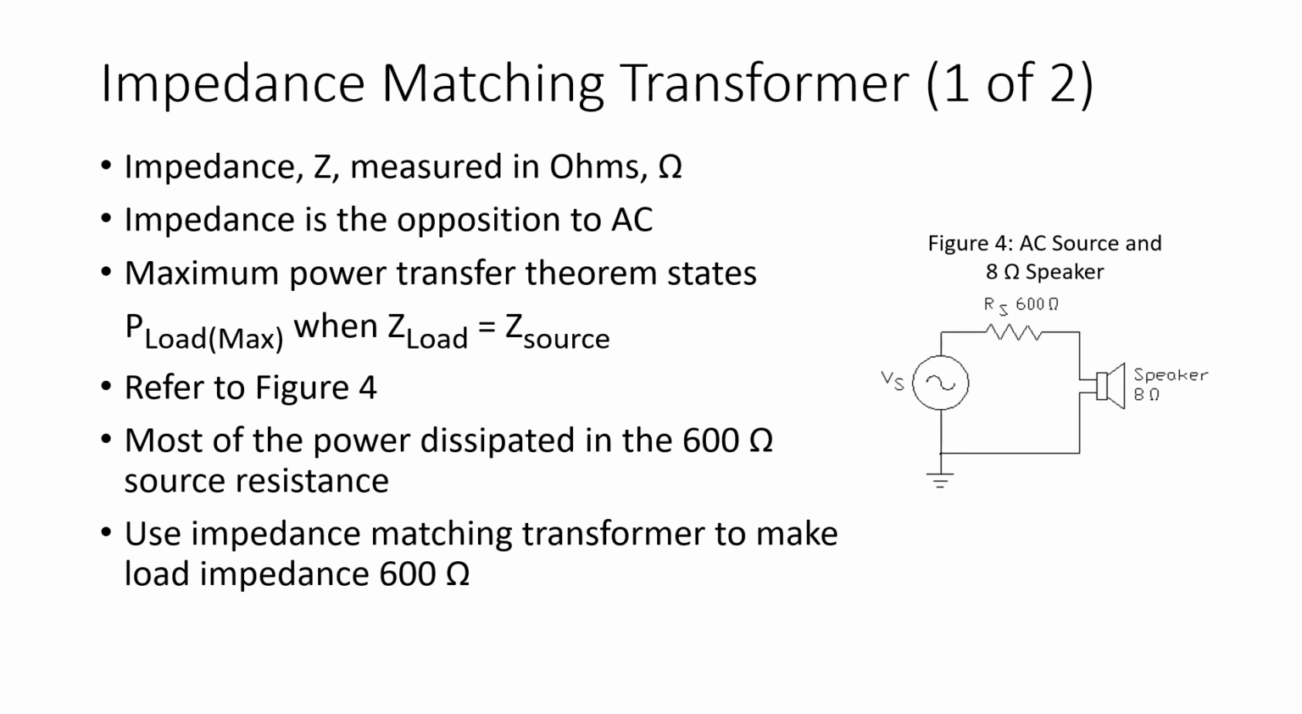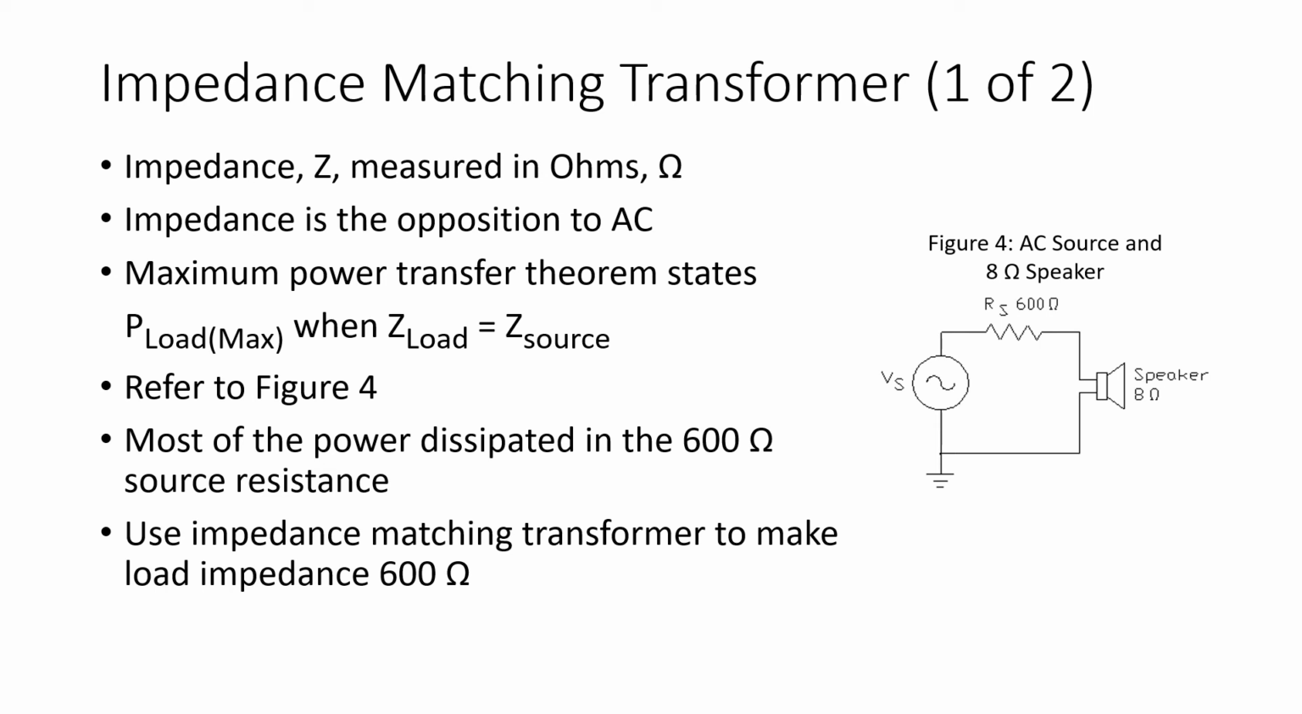So we refer to the circuit of figure 4. We see an AC source with a source impedance of 600 ohms driving an 8 ohm speaker. Now, we won't go through the math, but hopefully you can recognize the fact that the majority of the power is going to be dissipated in the source resistance and not in the 8 ohm speaker. And this is contrary to what we want to have happen with an audio system. Of course, we want to deliver maximum power to the speaker to obtain maximum acoustical power.